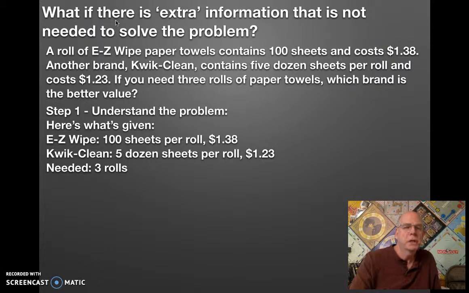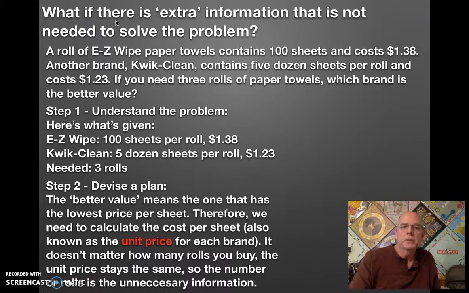So let's make sure we understand the problem here. Here's what's given. Easy Wipe has 100 sheets per roll and it costs $1.38. Quick Clean has 5 dozen sheets per roll and costs $1.23. We need to buy 3 rolls. All right? Step 2, devise a plan.